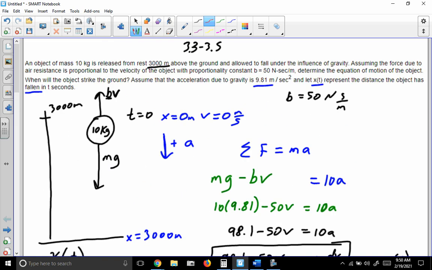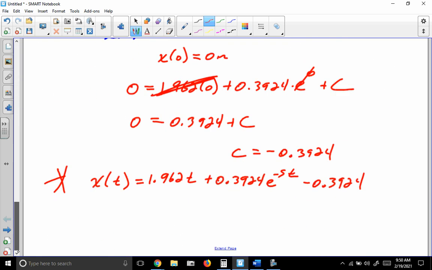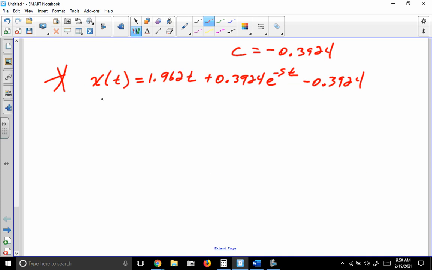Now, what all does it ask? When will the object strike the ground? So when it hits the ground, at the moment it hit the ground, it's fallen 3,000 meters. So we want to find out at what time will x be 3,000.